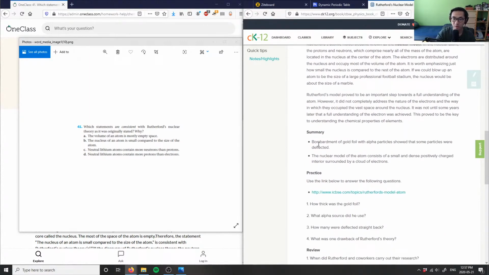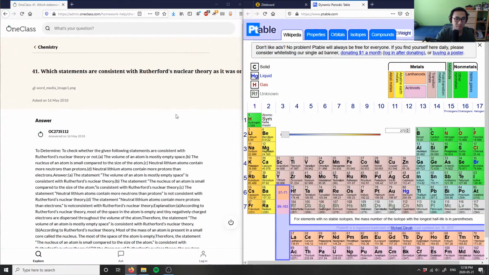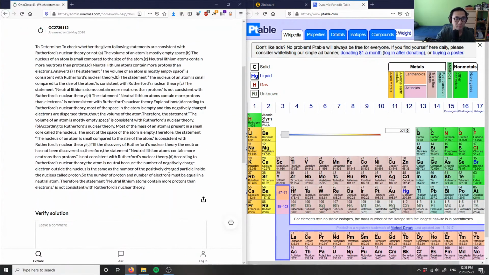As you can see, the summary here is good. It says bombardment of gold foil with alpha particles showed that some particles were deflected. So the nuclear model of the atom consists mostly of a small, dense, positively charged interior surrounded by a cloud of electrons. Therefore, what we can say about the statements is that A is true: the volume of an atom is mostly empty space because most of the alpha particles are going through the gold foil. So A will be our correct solution in this case.